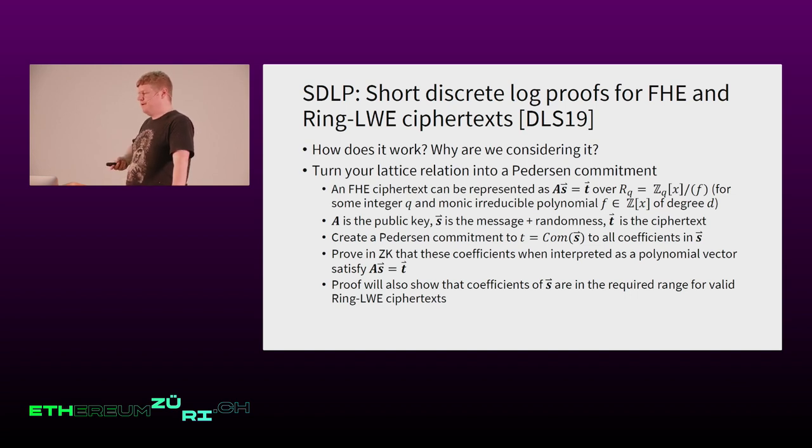relations. Alice knows S and the verifier knows A and T. S contains your message and the noise used during the encryption process. T contains the ciphertext, and A is just setting up the lattice structure and is public. So Alice can create a commitment to S and then prove in zero knowledge that AS equals T. And if she does so and also shows that the coefficients in S are sufficiently short or small, then she will have proven that this is a valid encryption under a specific key.